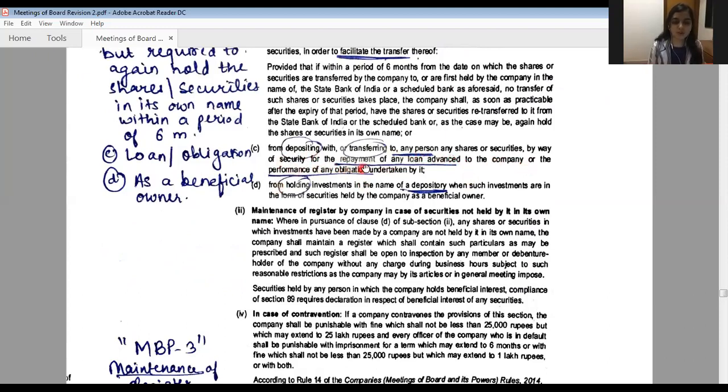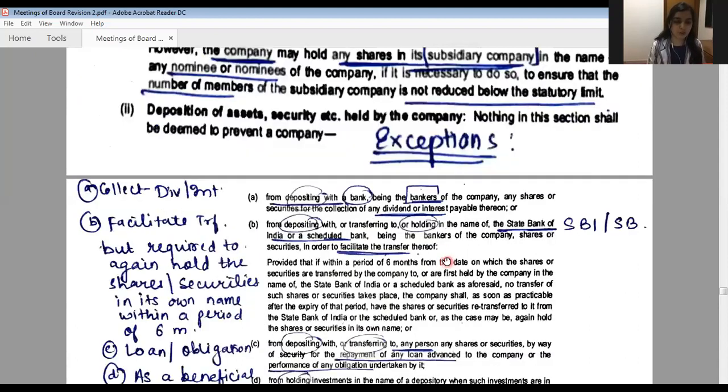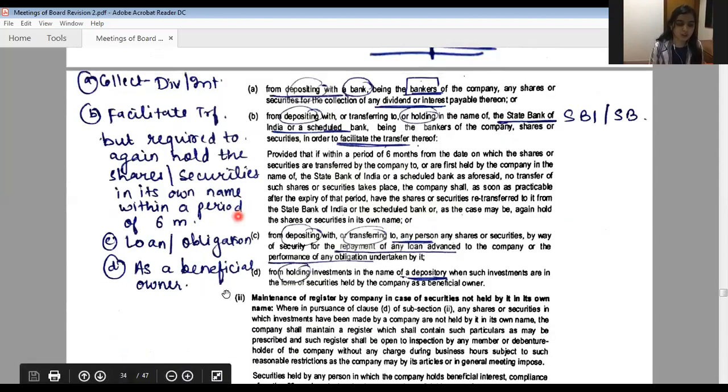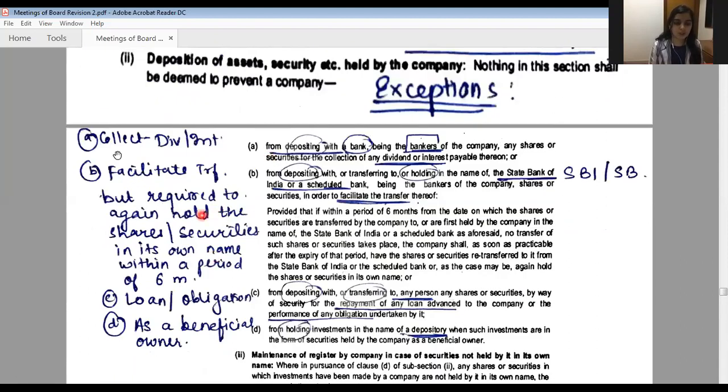Then the next is depositing with or transferring to any person any shares or security by way of security for the repayment of any loan advanced to the company or for performance of any obligation. Then the next is holding investment in the name of a depository when such investments are in the form of securities held by the company as a beneficial owner. That is, we'll revise the 4 points quickly: Section 187 shall not apply in respect of collection of dividend or interest, facilitating transfer, loan or obligation, or as a beneficial owner, in case the company transfers for these four matters.